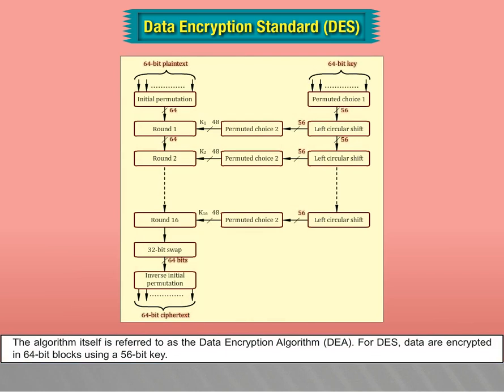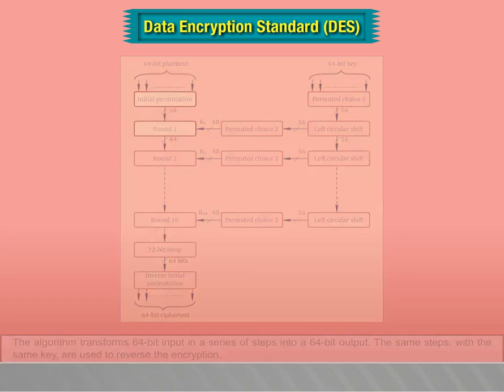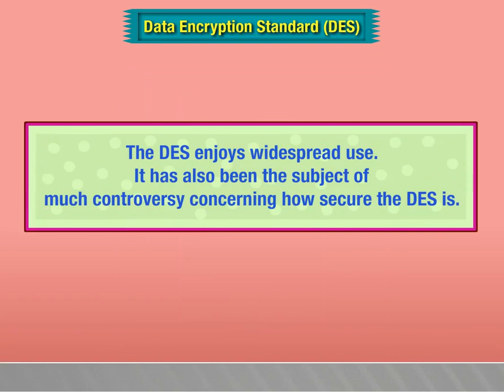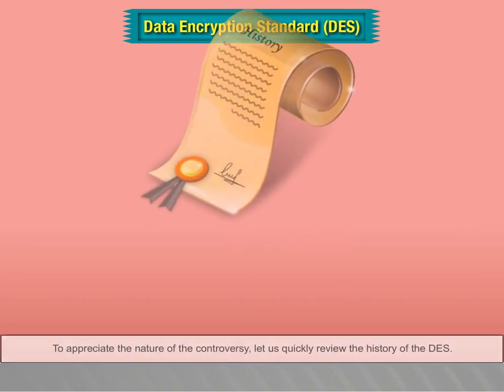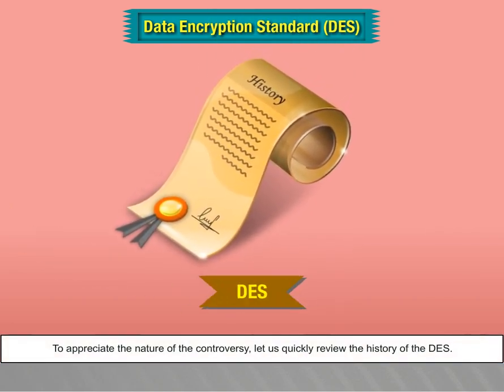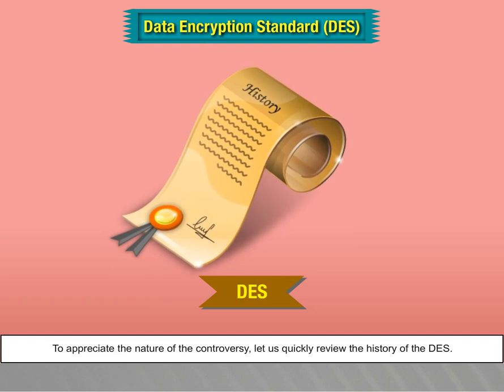For DES, data are encrypted in 64-bit blocks using a 56-bit key. The algorithm transforms a 64-bit input in a series of steps into a 64-bit output. The same steps with the same key are used to reverse the encryption. DES enjoys widespread use. It has also been the subject of much controversy concerning how secure DES is. To appreciate the nature of the controversy, let us quickly review the history of DES.